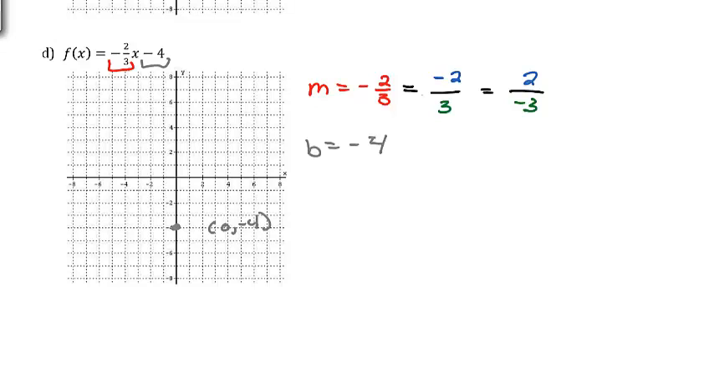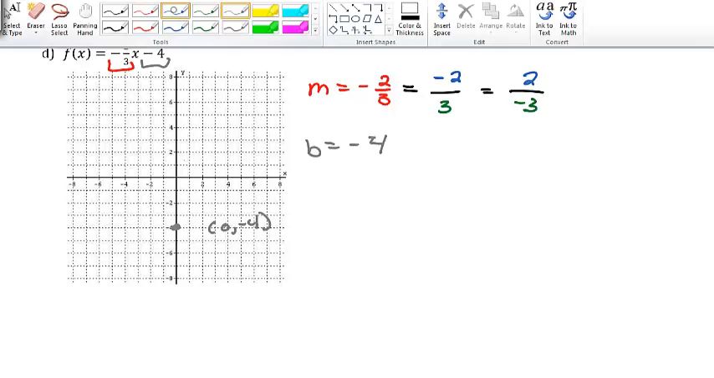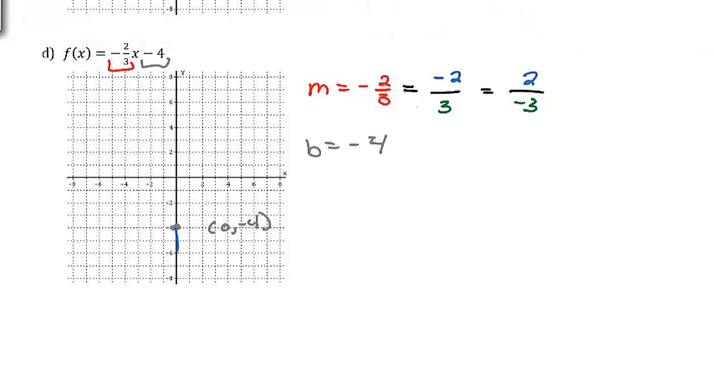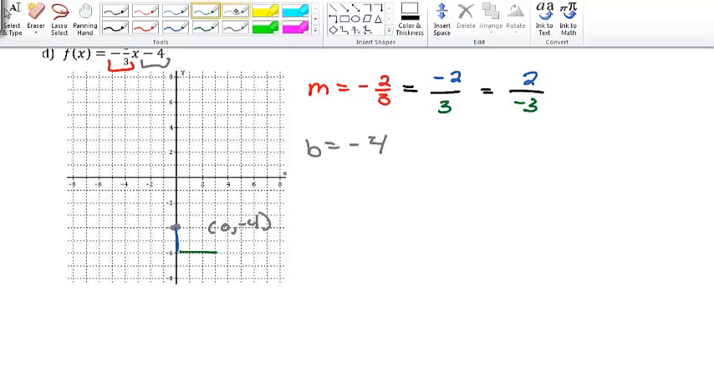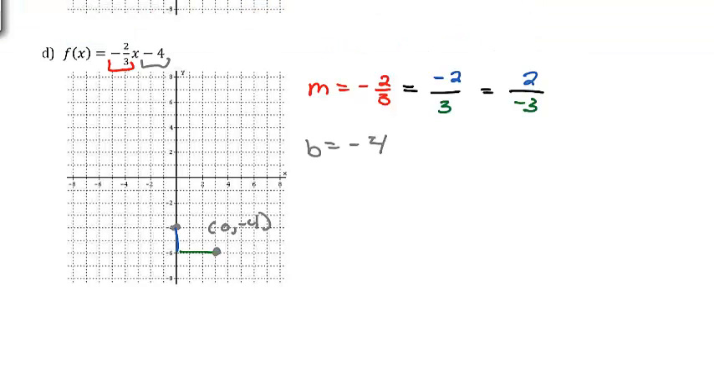So we're going to rise negative 2. That means that I'm going to go down 2. And then I have to run positive 3, which means go right 3. And that gives me a new point on my graph. And that new point is positive 3, negative 6.